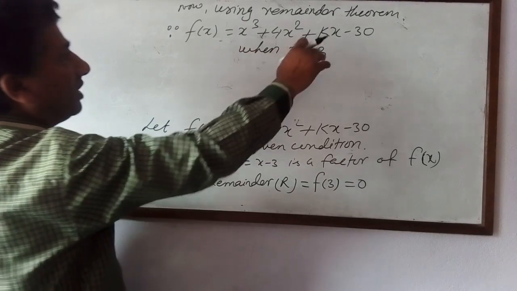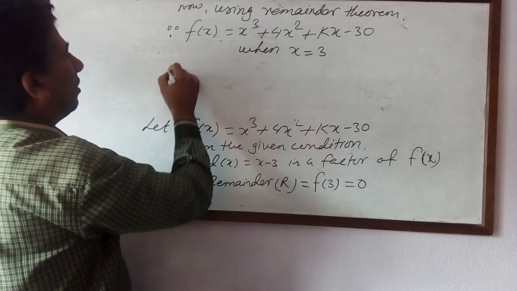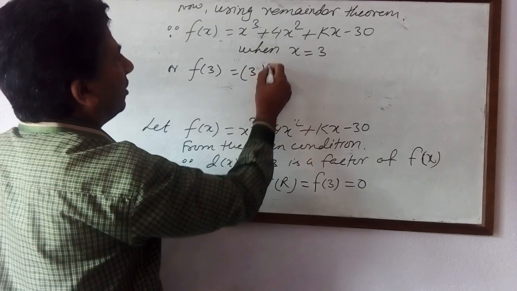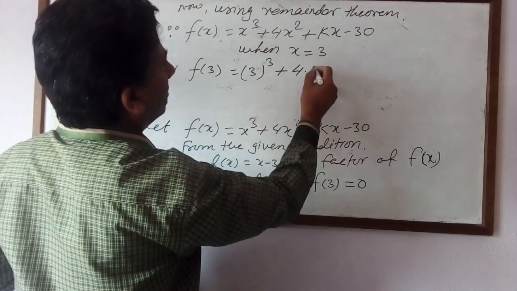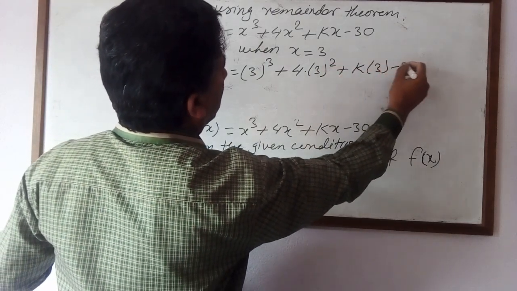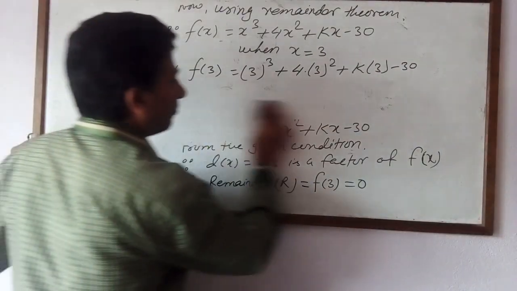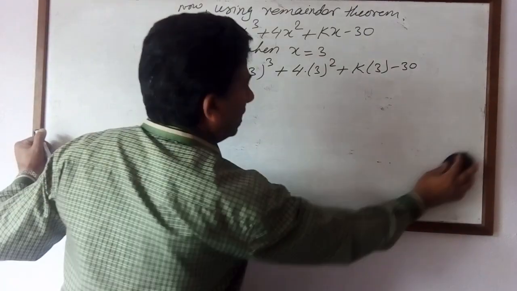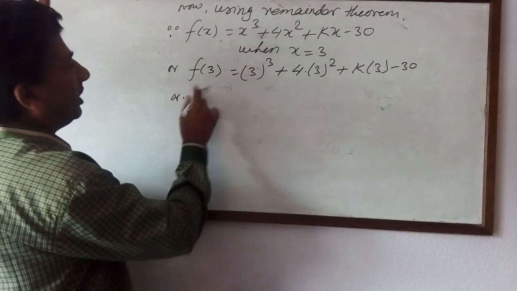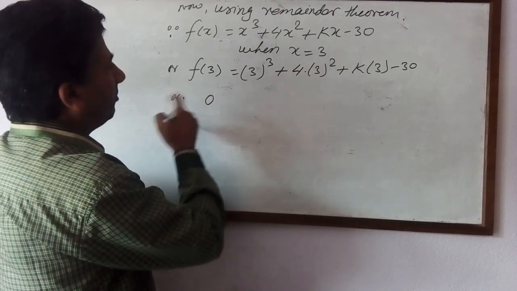Now by the help of remainder theorem, we write the value of x equals 3, or f(3). In place of x we write 3 cube plus 4 times 3 square plus k times 3 minus 30. Now we have to simplify this. Now f(3) is the remainder. Already I have written here remainder f(3) equals 0.